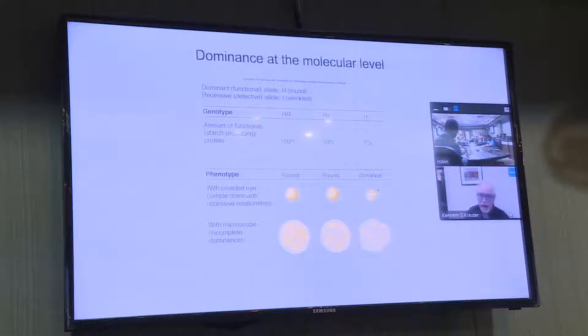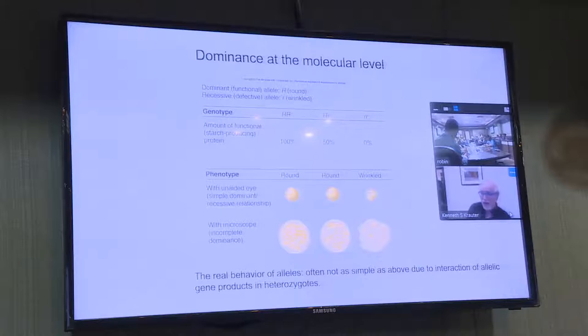So this idea of dominance at the molecular level is an important concept, because if you're thinking about genetic studies in people, the inheritance of the dominant or recessive form is very important in whether or not you have a disease, or whether or not your crop is producing the right protein. So it's important to keep that concept in mind. However, it turns out that it's not that simple, right?